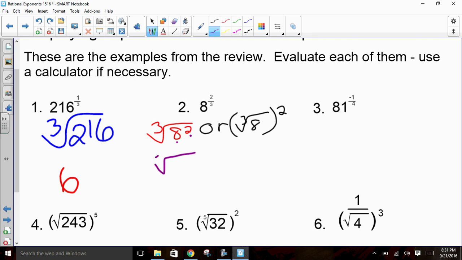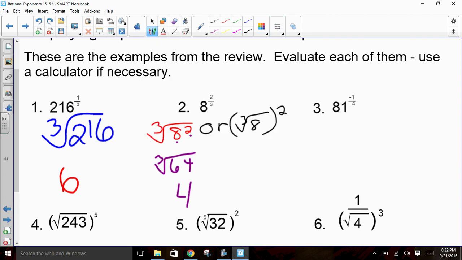Well, then I have the cube root of 64, which, yes, is on my chart. I can easily see that. I don't have my chart on me. I'm a terrible person. So that gives me 4. So I took that 8 squared first, got 64, and then took the cube root of 64 and got 4.